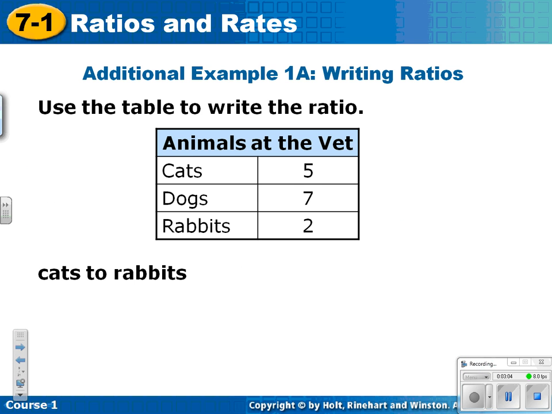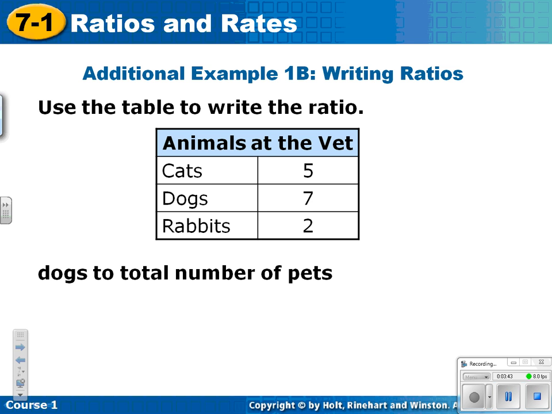If I asked you this question, the number of cats to rabbits. Marissa? 5 to 2. Remember, order matters. 5 to 2. Is that a part to whole, a whole to part, or a part to part? Part to part, because I'm talking about part of this to part of this, not part to the whole thing. It's part to part, 5 to 2.